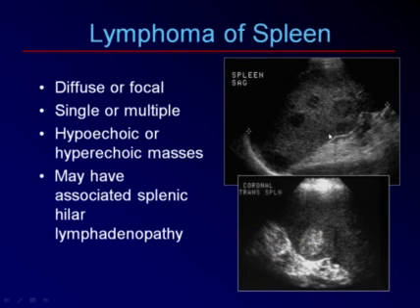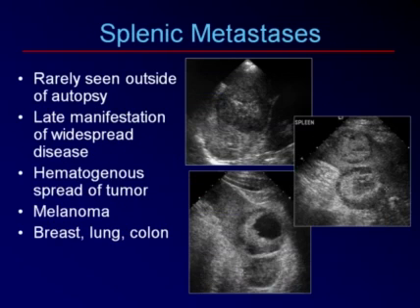Now, lymphoma, that's a common mass of the spleen. So if we see single or multiple hypoechoic solid masses throughout the spleen, we have to think of lymphoma. It could also be hyperechoic masses. We would look for additional lymphadenopathy and additional history. Now, metastases, that's another big category. So we've got granulomas, hemangiomas, lymphoma, and metastases in the spleen.